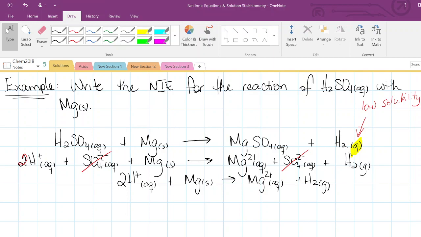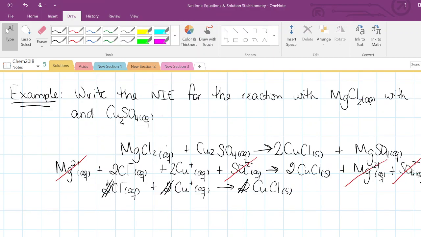And last example here: write the net ionic equation for magnesium chloride with copper 2 sulfate. So again, we write our balanced chemical equation. Everything except for the copper 2 chloride is going to dissociate. So we get magnesium ions, chloride ions, copper ions, sulfate ions. This produces 2 copper 2 chloride solid, and then the magnesium sulfate dissociates. We look at our duplicates, cancel them out, and then you'll notice that we end up with 2 chloride ions plus copper 2+ ions to produce copper chloride. Notice that these are all divisible by each other, so we take it to the lowest common denominator.